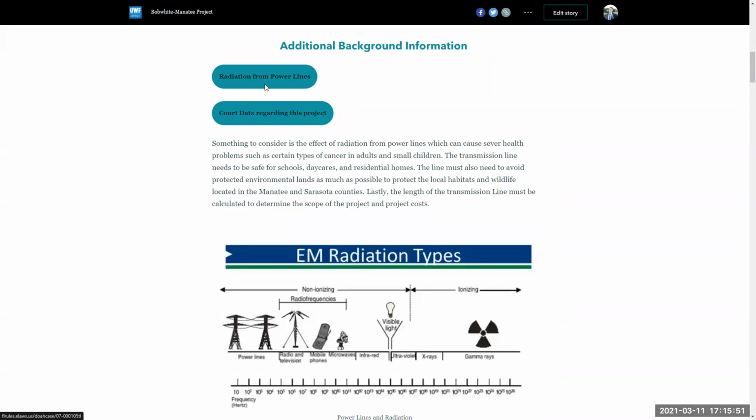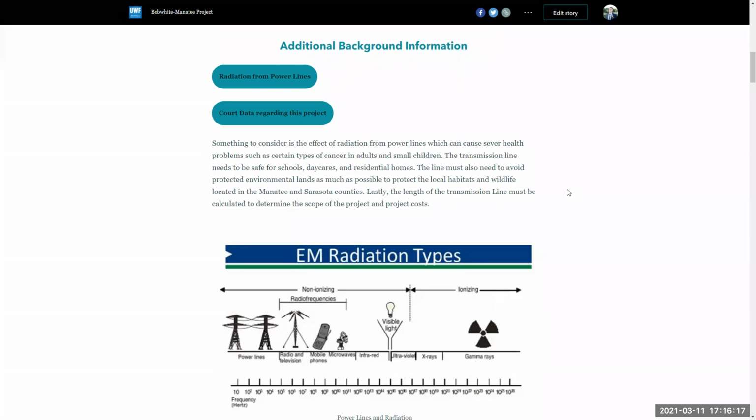So this link is an article about radiation from power lines. One thing I wanted to highlight here is that one of the criteria for the transmission line too is the effect of radiation. I know some people have differing opinions on this, but essentially transmission lines do emit radiation.